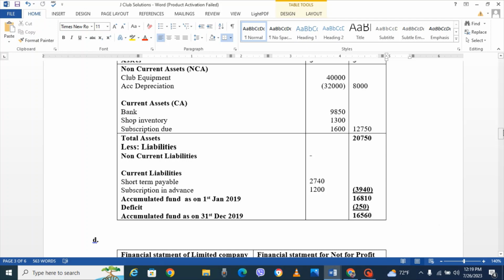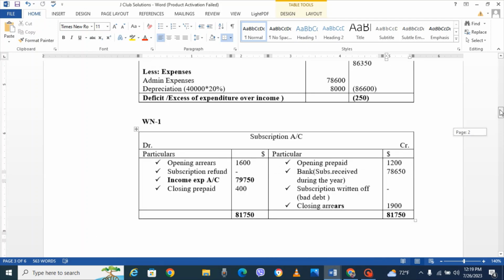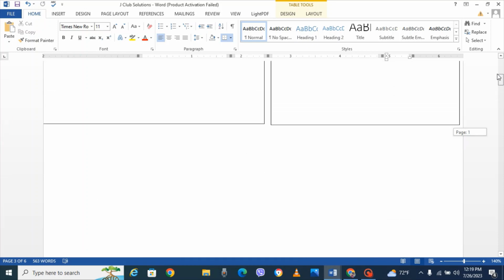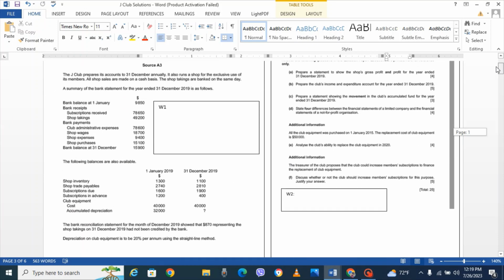So now let's see requirement number D. In D, the question has asked you to state four differences between the financial statements of a limited company and the financial statements of non-profit making organizations. So this is the theoretical part, and I think that you all could do it. Even so, I'll be stating the differences.